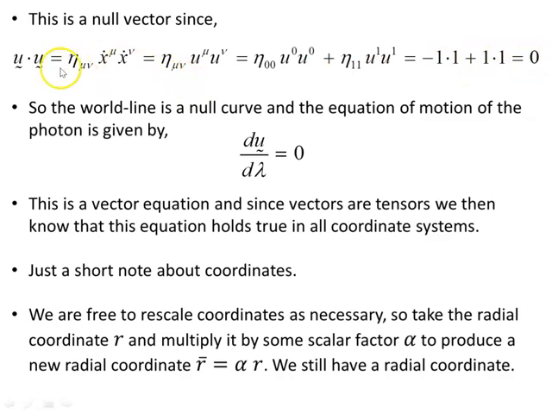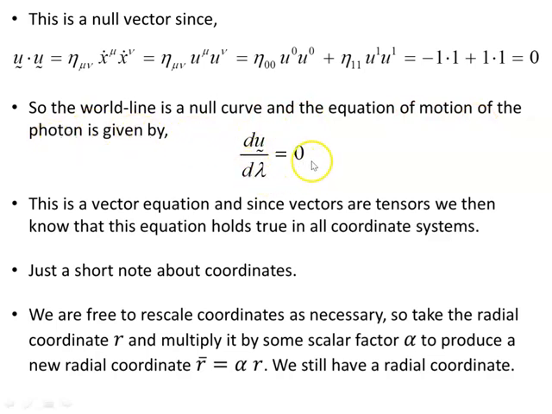So this is a null vector because its magnitude squared is 0, or its magnitude is just the square root of 0, which is 0. So the world line is a null curve. Massless particles are traveling along a null curve because the tangent vector to this null curve is also a null vector. So the tangents to a null curve are null vectors. And the equation of motion of the photon is given by this.